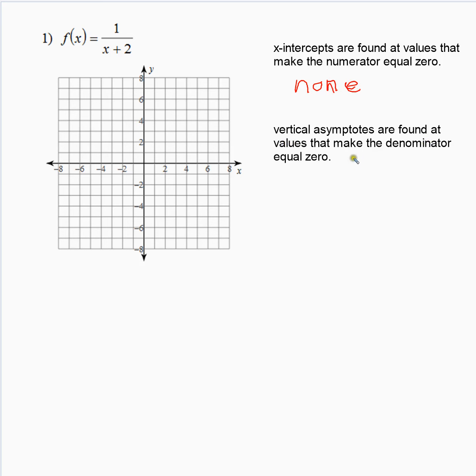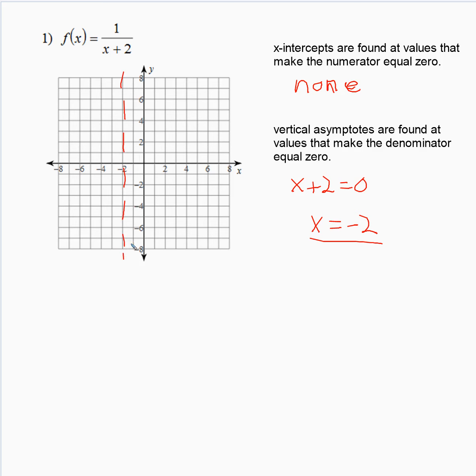Vertical asymptotes are found at values that make the denominator equal 0. Sometimes we would have to factor this, but there's nothing to factor here. So we want x plus 2 to equal 0, and so we subtract 2 from both sides and we get x equals negative 2. Also, we can easily see that negative 2 makes this denominator equal 0. So we have a vertical asymptote at x equals negative 2, and we can draw a vertical asymptote there.